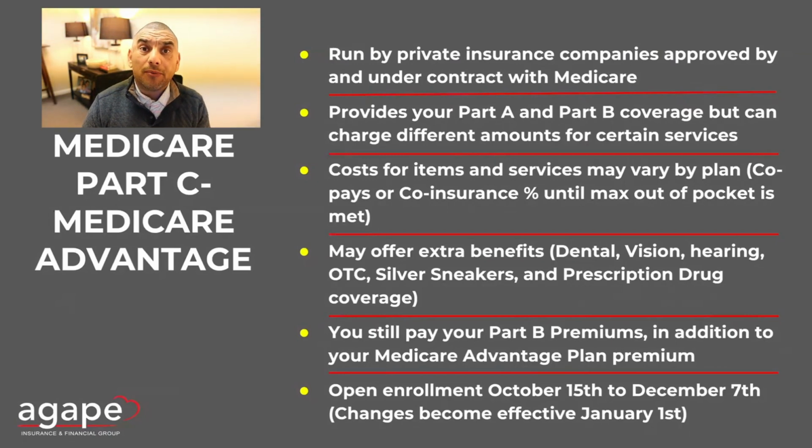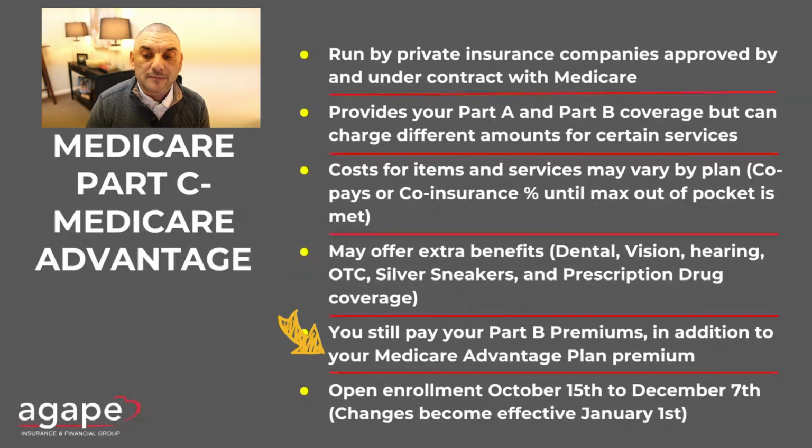It's better to go on a Part C plan than it is, in my opinion, to stay on Medicare by itself, because you're responsible for that full 20% that's left over, and there's no limit on it. There's no cap. So at least on a Medicare Advantage plan, it's capped for you, okay? May offer some extra benefits, as I've already discussed. You still pay your Part B premiums in addition to your Medicare Advantage plan premium, if there is one. In most cases, there's 0.